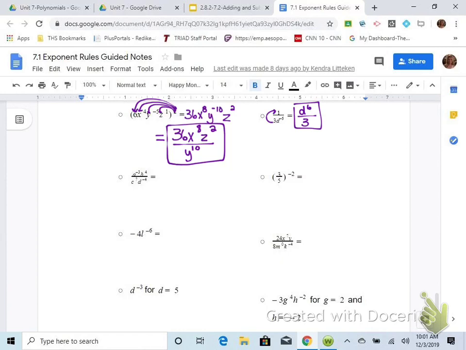So Emily, which one am I going to change first? Does it matter? No. And I could actually change them at the same time. So if I'm going to change them at the same time, what am I going to do? How am I going to rewrite this?